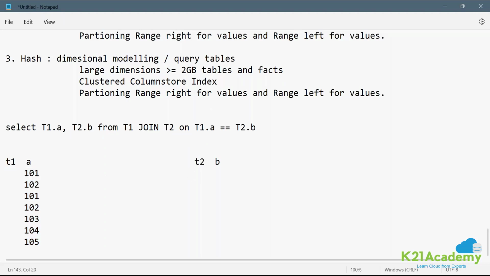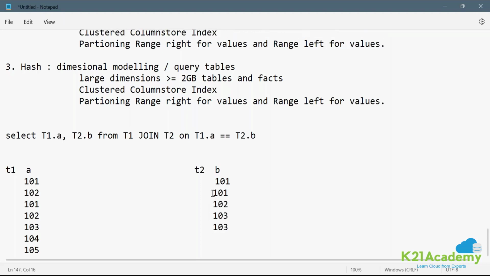And let's imagine that I have some B's also here. In t2.b, I have some data: 101, 101, some more 101s, then 102, 102, then let us say 103, 103. These are the rows in t2.b.